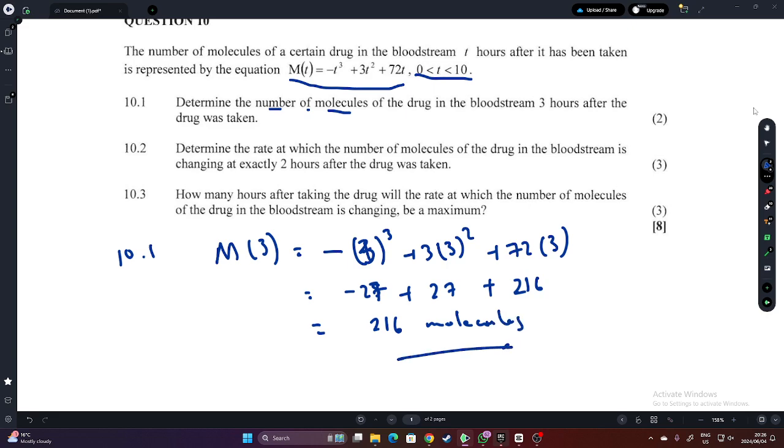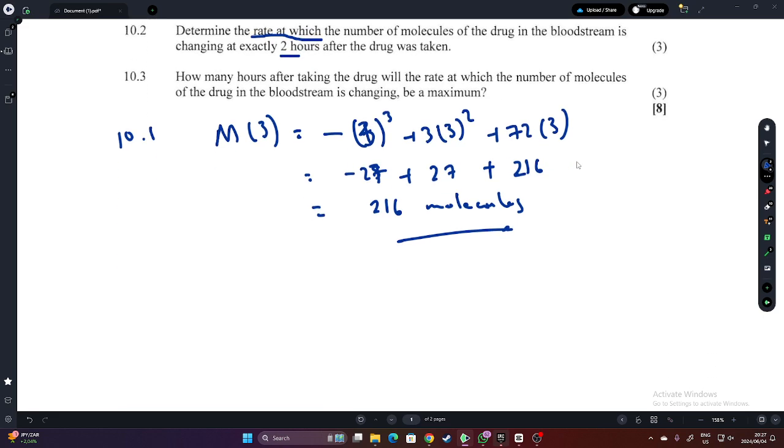So that's 10.1. Now again, as we read through 10.2, we're looking for these keywords. Determine the, and there's the first one, rate at which the number of molecules of the drug in the bloodstream is changing at exactly 2 hours after the drug was taken. So we see the word rate, rate at which, or rate of. This means that we're not going to be working with this equation, but rather its derivative. So we need to find m prime of t.